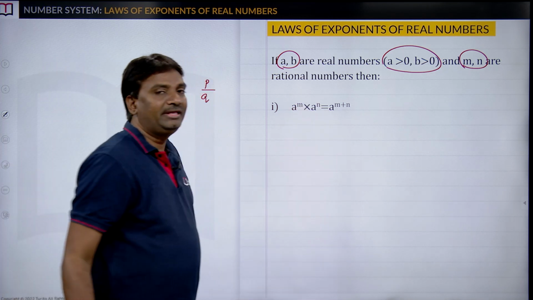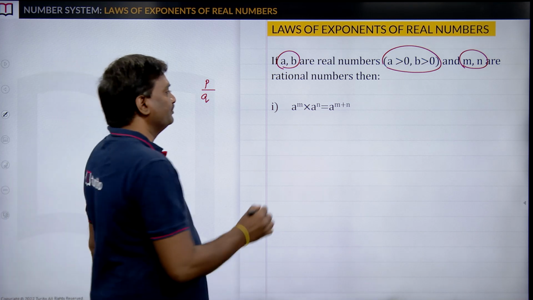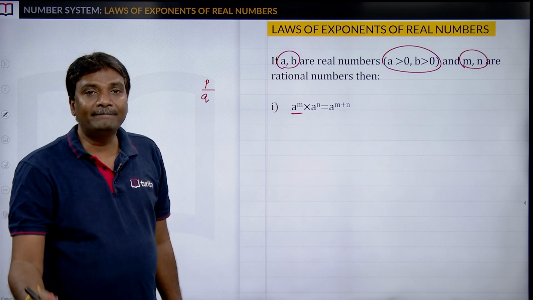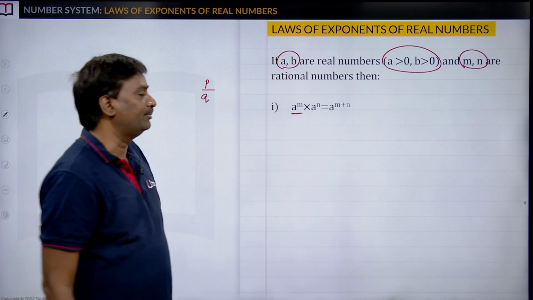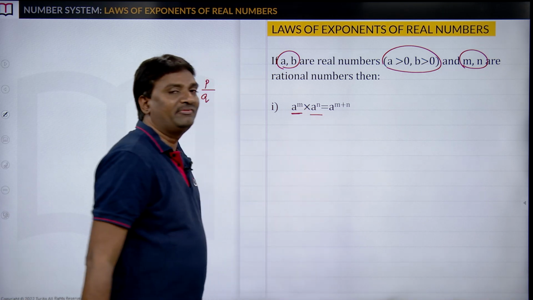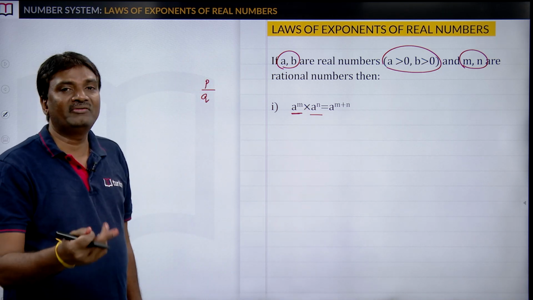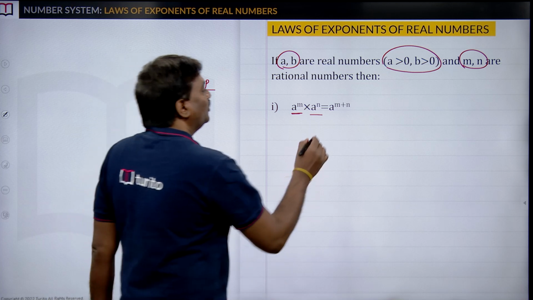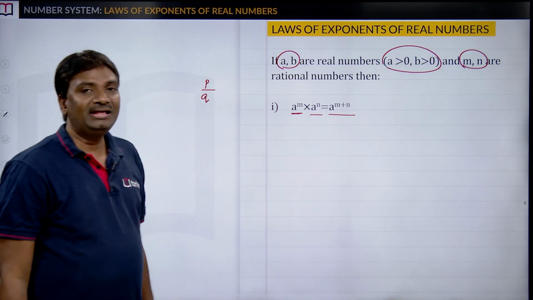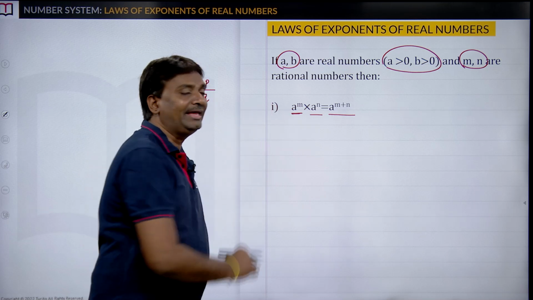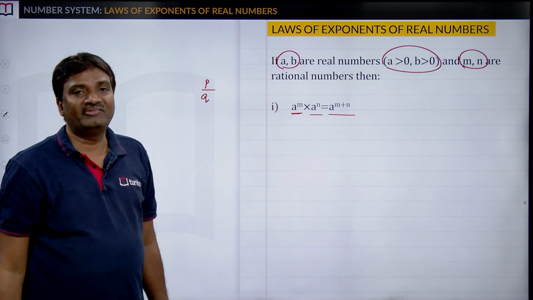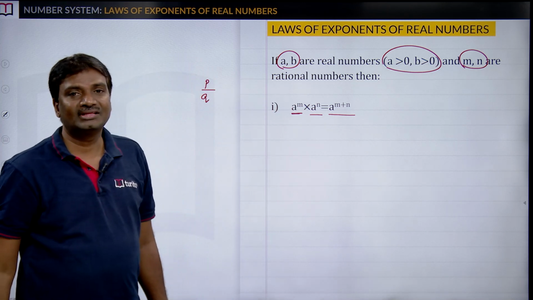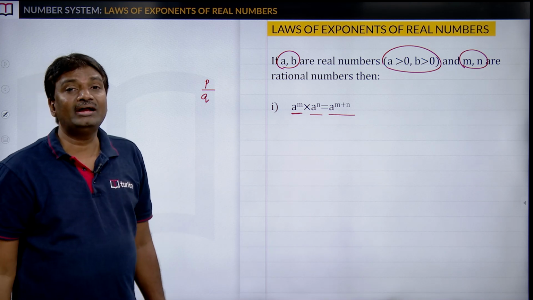Already in 8th class exponents and powers chapter we know this. According to A power m, A is known as base and m is known as power or exponent. Similarly, for A power n, A is the base and n is the exponent or power. By multiplying these two, we are getting A power m plus n. By observing the LHS part, A power m into A power n, clearly we can say here the bases are equal and the powers are different.